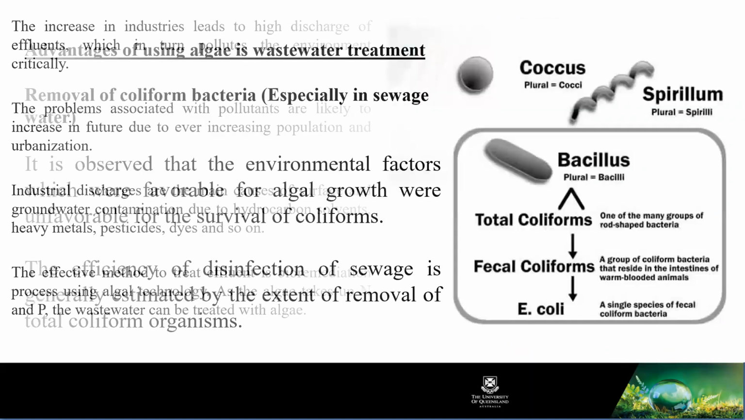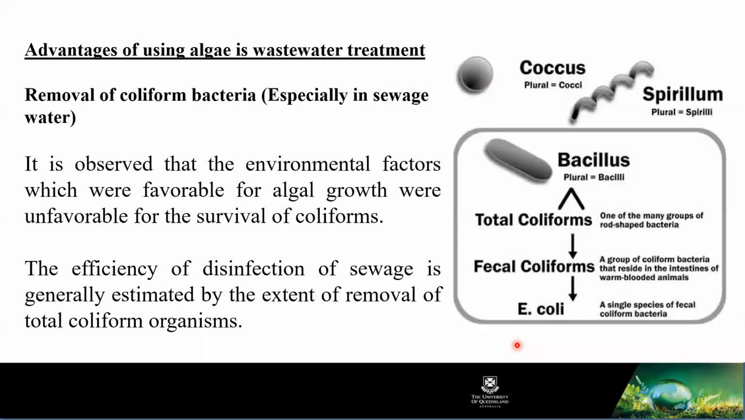As I told you in the previous slide, coliform is a very important parameter in selecting an appropriate algae to deal with it, because all effluent has it. I have given some examples here: Bacillus, total coliform, fecal coliform, and E. coli. All these coliforms can be significantly controlled by algae. We have proven results for that, especially in sewage treatment. We can handle that using appropriate algae.